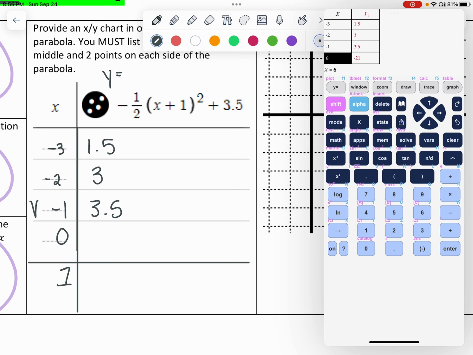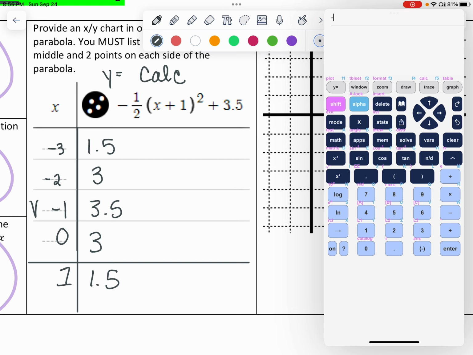Now watch this. Watch what happens when I hit 0. It gives me a 3. It just plugs it in for you. Now again, should you be able to plug it in yourself? Yes, you should. 1 gives you a 1.5. So I did use my calculator to help me here. However, you don't have to. So don't use it as an excuse.